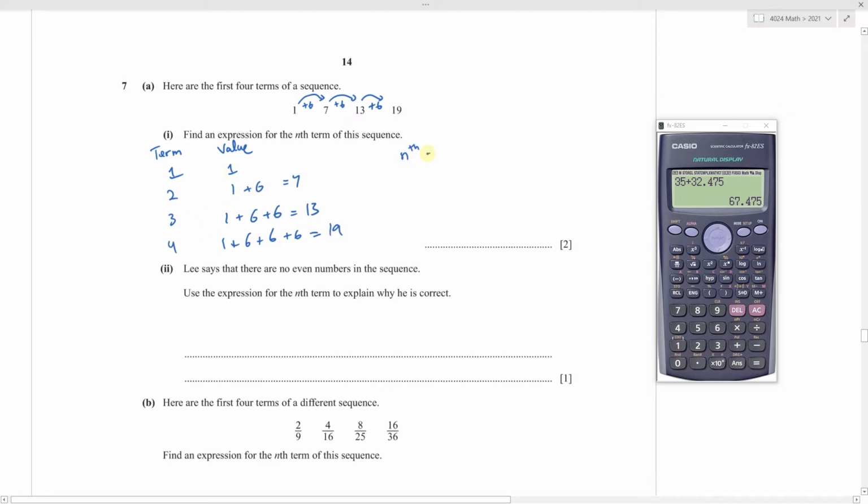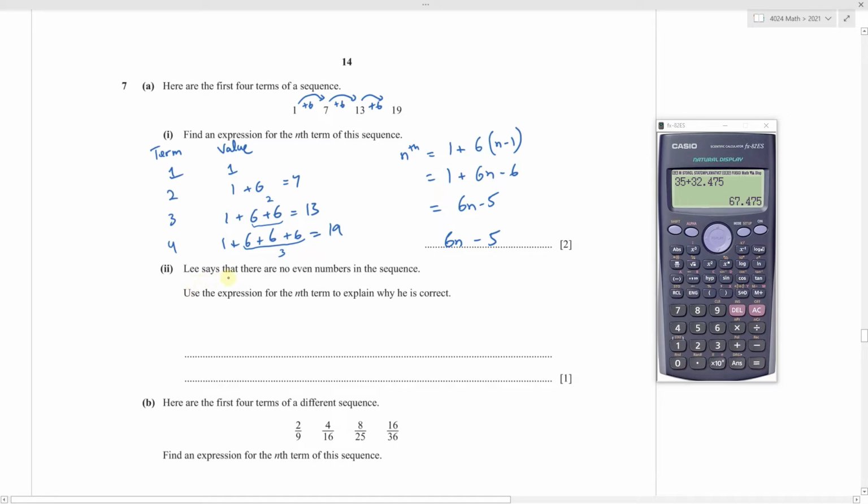So for the nth term, you will have 1 plus. So how many times do you add 6? For the second term, you added 6 once. For the third term, you added 6 2 times. For the fourth term, you added 6 3 times. So each time, this is 1 less than the term number. So for the nth term, how many 6's will you add? N minus 1, 1 less than the term number. 1 plus 6n minus 6, and this will be 6n minus 5. 6n minus 5.